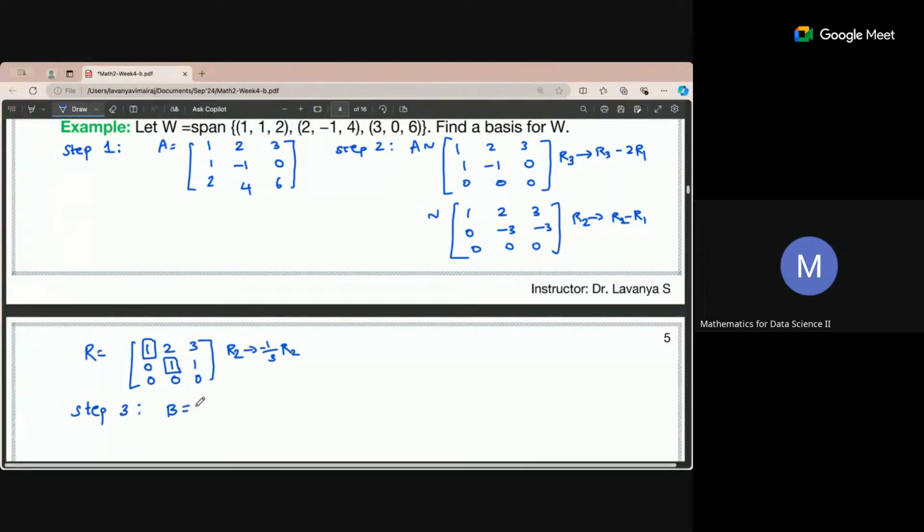So now here you can see what the first two columns are: 1, 1, 2, and 2, minus 1, 4. So now this will form a basis for W.